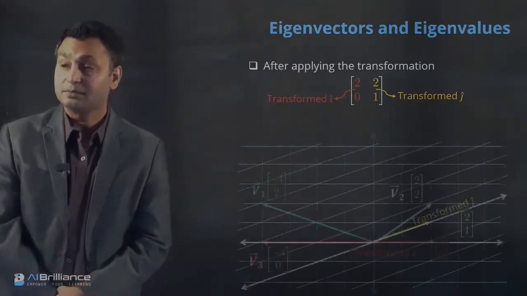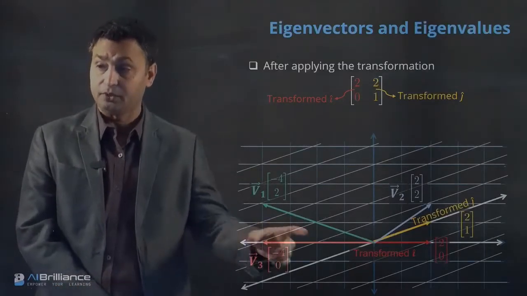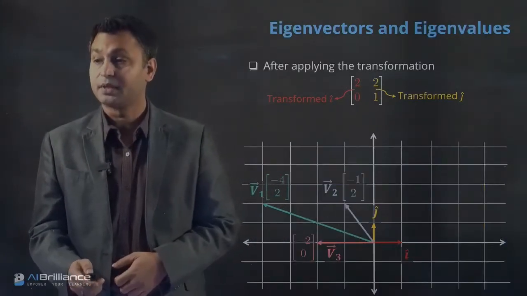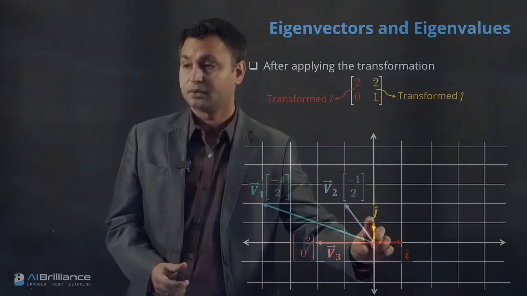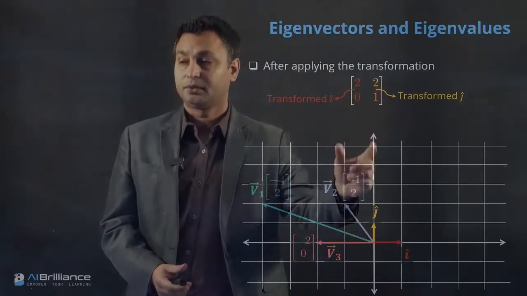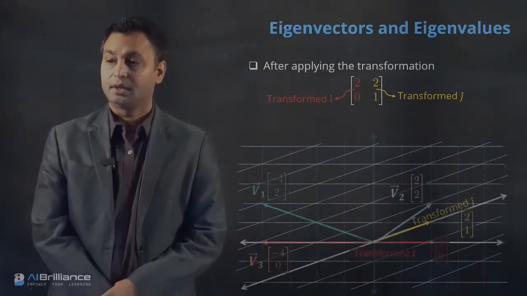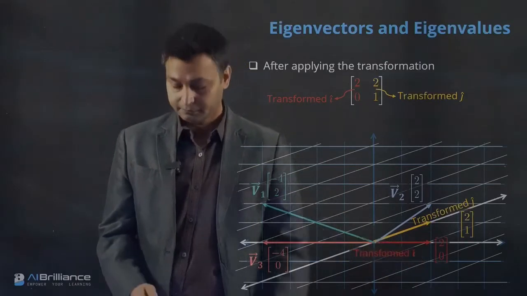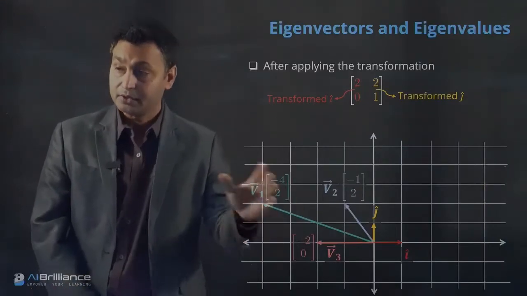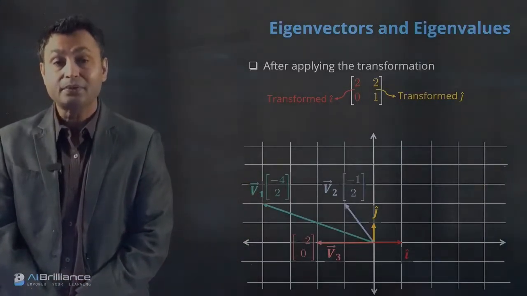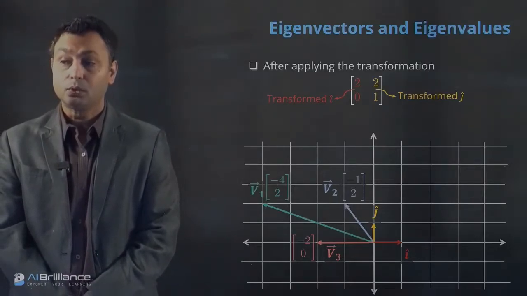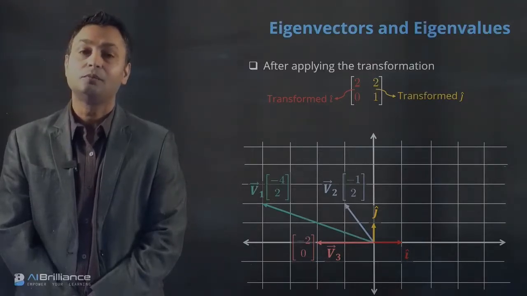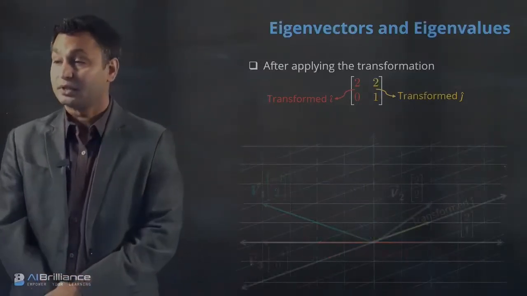After applying this transformation, if you look at the transformed unit vectors, transformed i and transformed j, they have changed location. In the previous diagram, i was in this direction and j was in this direction, but since we are doing this transformation, the transformed i is going to be along this direction and the transformed j along this direction. Now if you go back to this diagram and look at what happens to the individual vectors v1, v2 and v3 after the transformation, that will give us the geometric intuition behind what we mean by eigenvectors. So let's take this transformation and see.